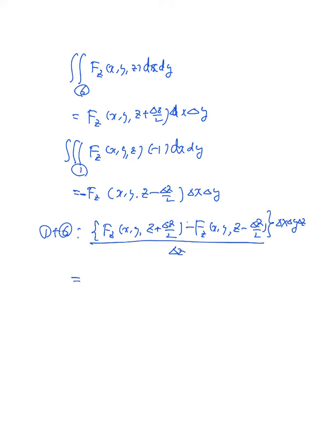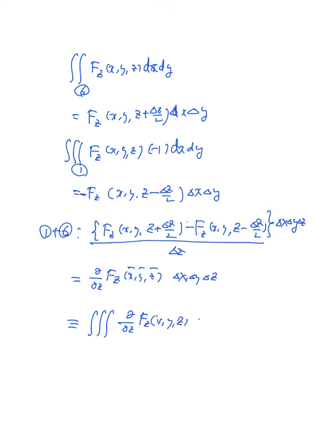And if you divide the difference by delta z, it is a partial derivative. So that's the partial derivative of fz evaluated at x, y, z, times delta x, delta y, delta z, and that can be interpreted as this integral, some integral, x, y, z, dv, right? It's a volume integral.